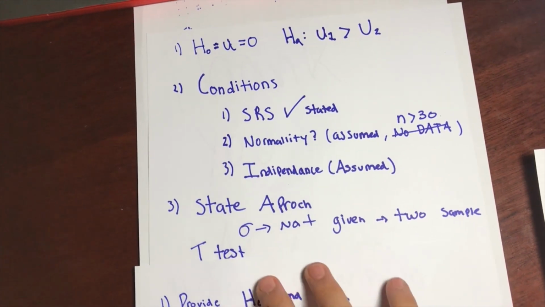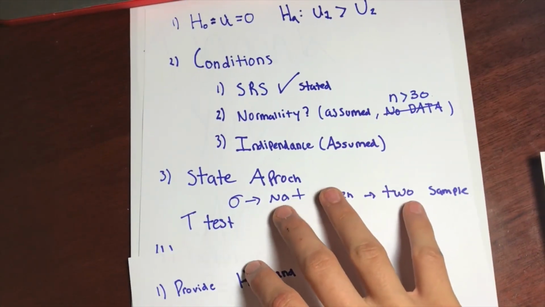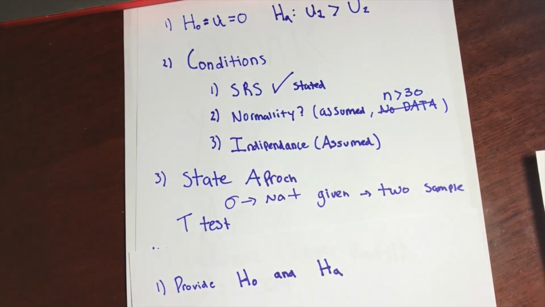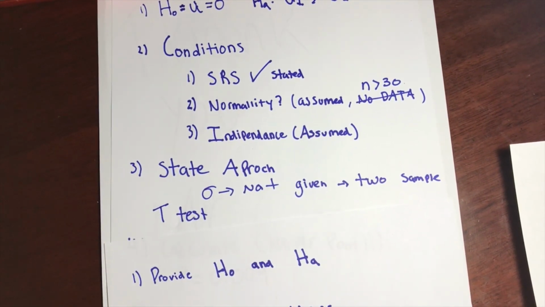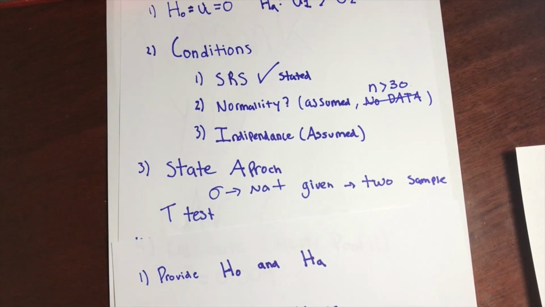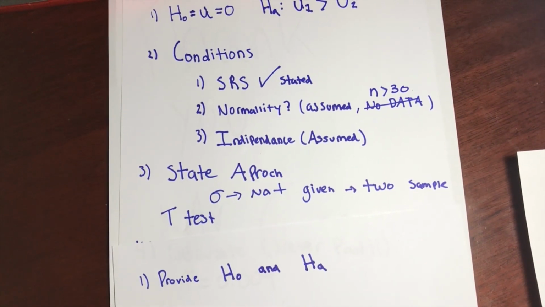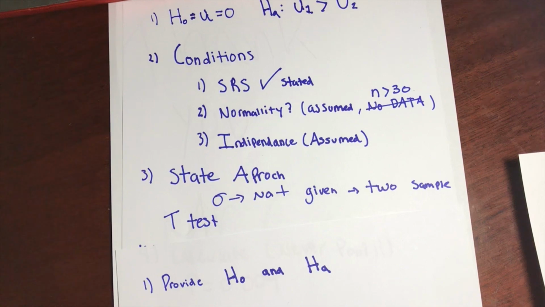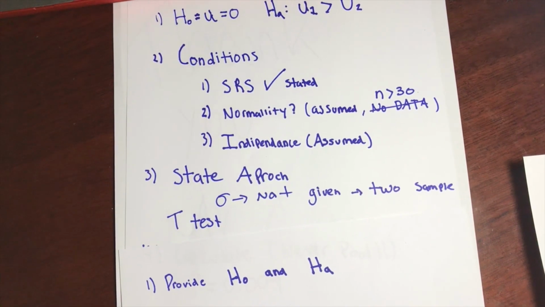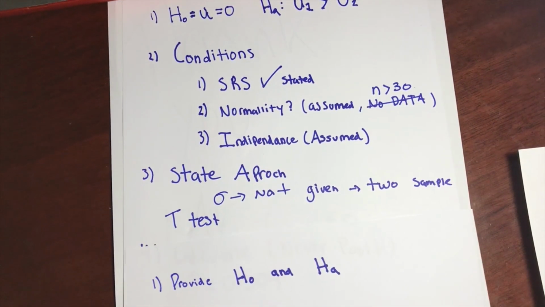So now we have to state an approach. Sigma is not given. We have three approaches we can take: a two-sample t-test, a two-sample z-test, and a two-sample z-proportion test. In this case, it's not a proportion, so it can't be the proportion test, and sigma is not given. Therefore, our approach is going to be the two-sample t-test, right?